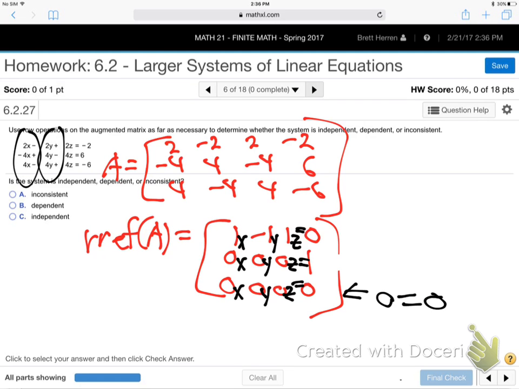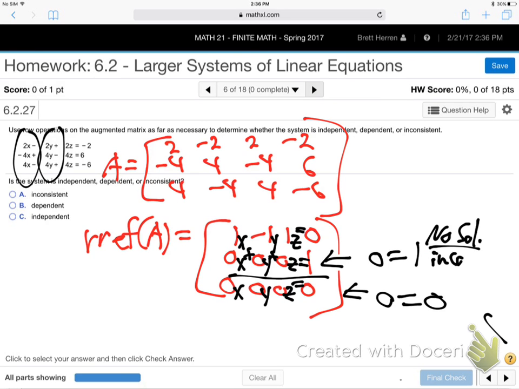But here's what's really important here. What does this one say? What does that say? These are added. 0 equals 1. That's not true. We actually have something not true, which is called inconsistent. That's inconsistent. 0 doesn't equal 1.